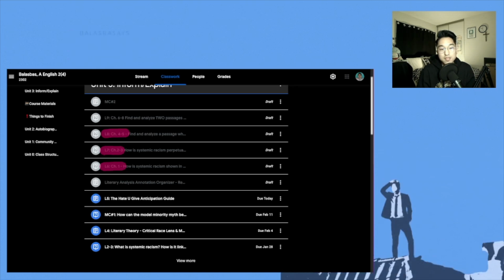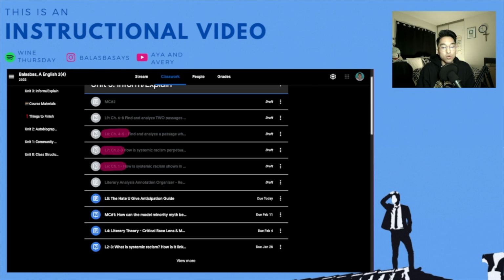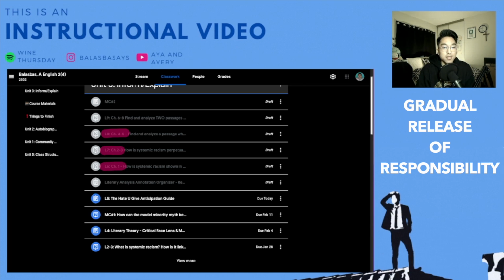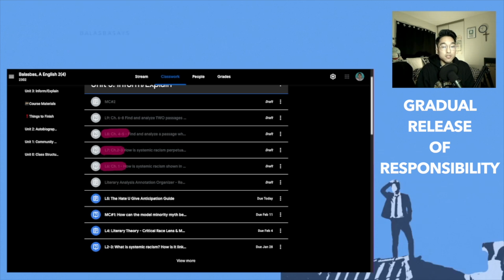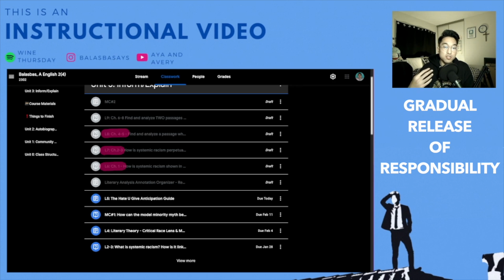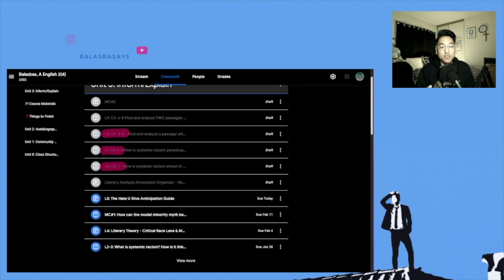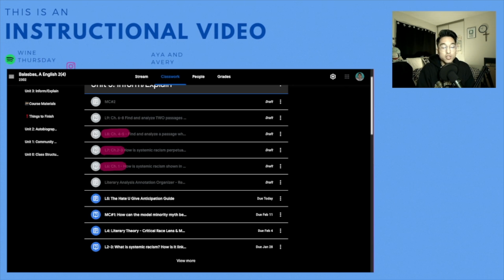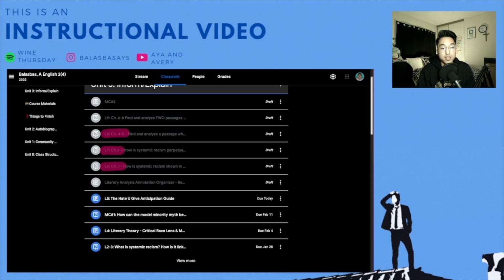These first few lessons will be guided practice, or as some teachers like to call it, a gradual release of responsibility. This idea is that the responsibility of the learning transfers from me, the teacher, to you, the student. In this case, you will eventually have less guided reading and writing assignments where I check it, and it will be more on you to make sure that you're keeping up with the chapters and your annotations.